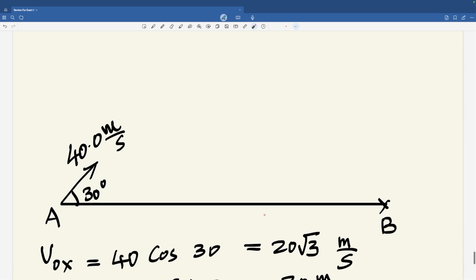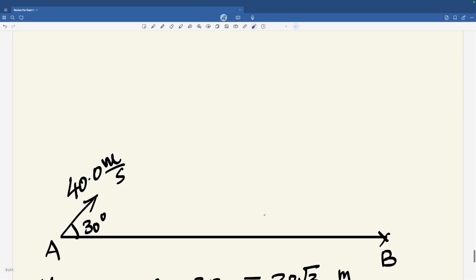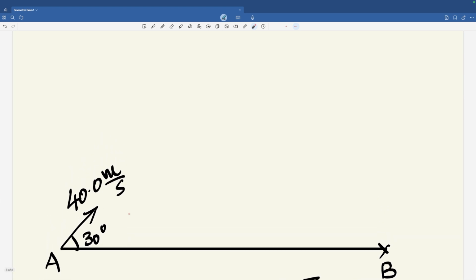Okay, here's the next one. Again, a very important question. This is to do with projectiles. So in this case, you have an object from A which is projected, meaning thrown, at this velocity, 40.0 meters per second, at an angle of 30 degrees to the ground or the horizontal. And you have to find the distance AB.